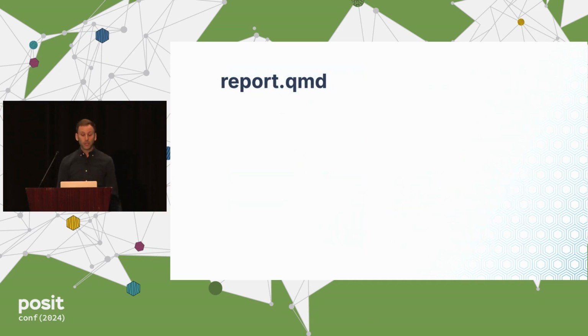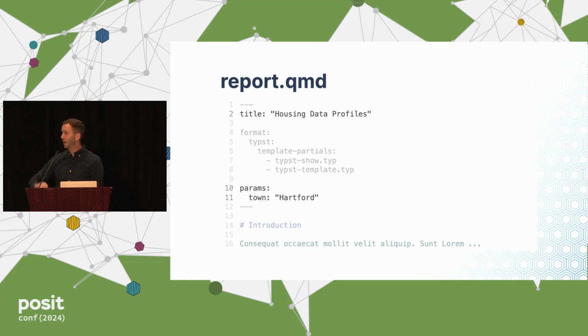So let's look at our report.qmd file. I've just made a very simple version. I've got the title here called Housing Data Profiles. And then again, this is a parameterized report. So I've got one parameter, which is the town. And in this case, I'm using Hartford. You can see then I've got my template partials. That's the typst-show and typst-template that I talked about.